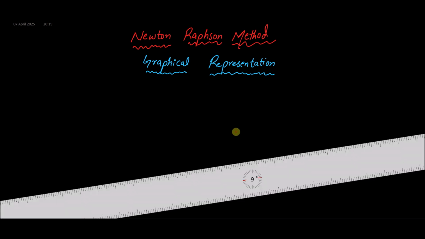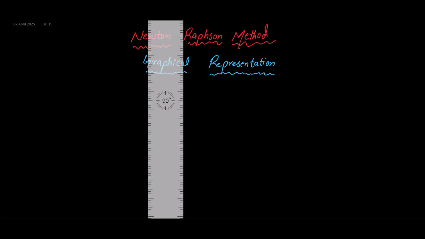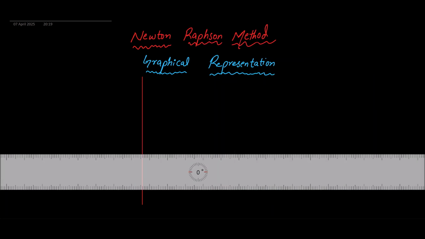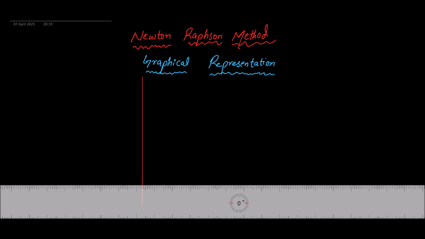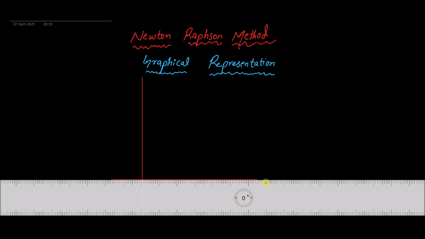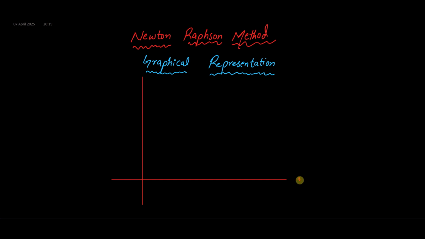So we are going to draw our x and y axis with the help of a scale. This is our y axis and this is our x-axis. Here we have x-axis and here we have y-axis.